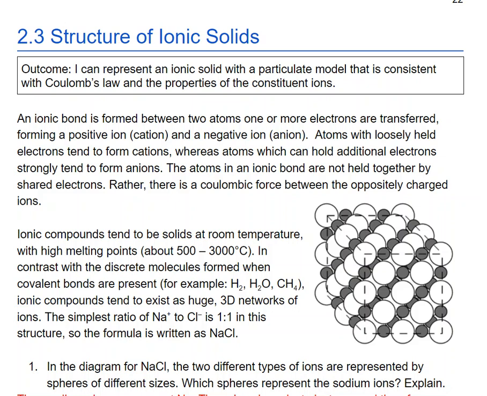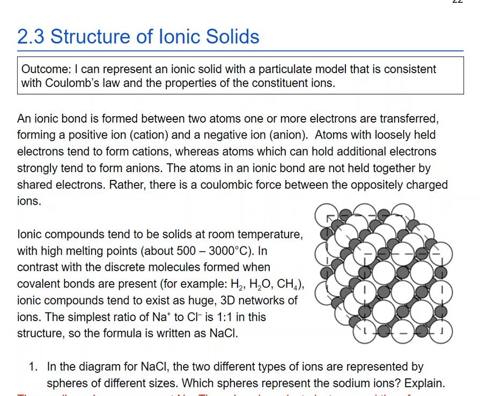Topic 2.3 is structure of ionic solids. Your outcome is I can represent an ionic solid with a particulate model that is consistent with Coulomb's law and the properties of the constituent ions. So an ionic bond is formed whenever one or more electrons are transferred, forming a cation and an anion.